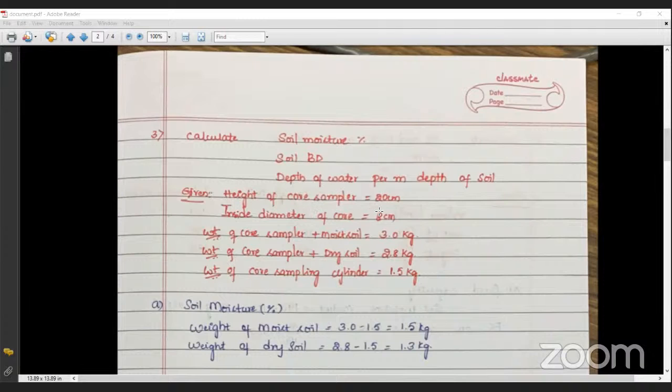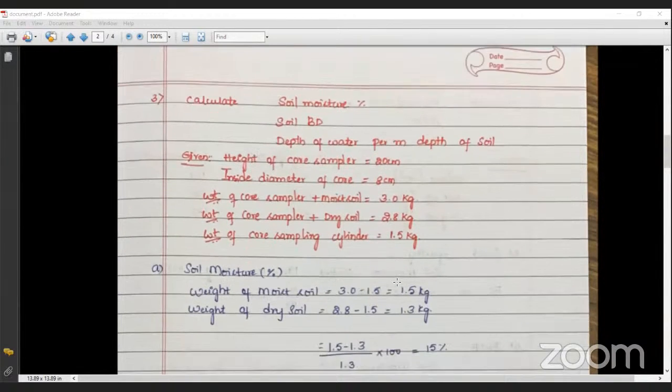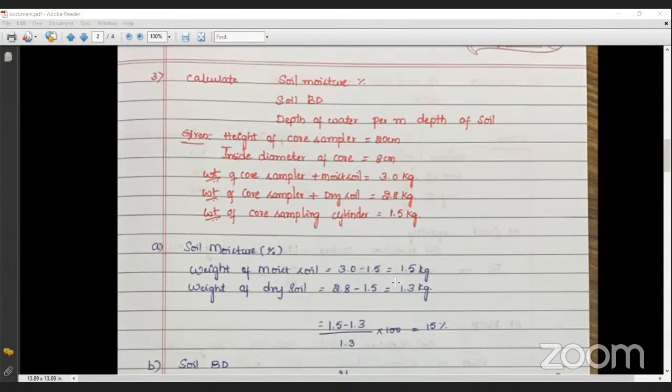The height of that cylinder is 20 centimeter. Inside diameter of the core is 8 centimeter. Then core sampler weight plus moist soil is 3 kg. Weight of core sampler plus dry soil is 2.8 kg. Then weight of core sampling cylinder is 1.5 kg. Okay. What is the formula to calculate soil moisture content?